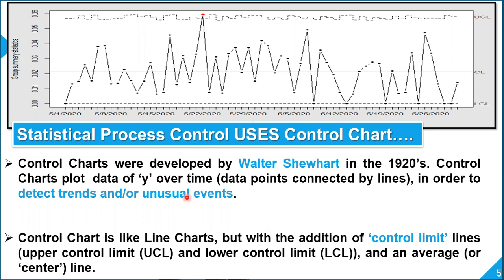It helps us to find unusual events as early as feasible, so that's kind of an early warning system. A control chart is like a line chart, but with the addition of control limit lines, like the upper control limit and lower control limit, and an average line, that is the center line. So you can see the center line over here, the upper control limit is here, and the lower control limit is here. Let's go to the next slide to understand a bit more about control charts. Next slide, please.